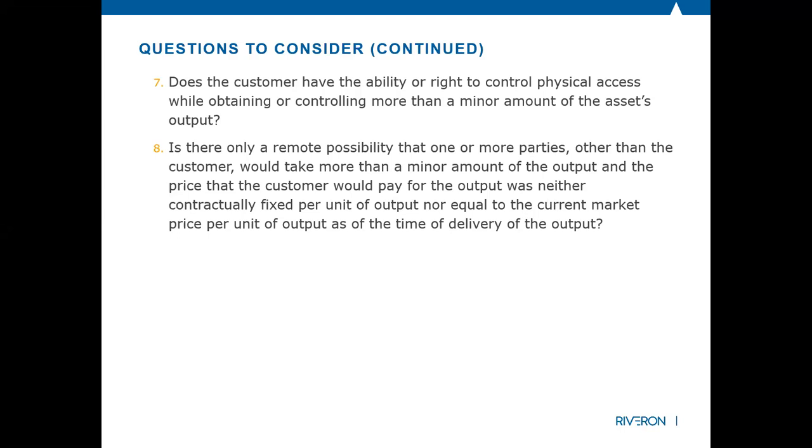However, it's not likely that the carrier will generate additional benefits by substituting the vehicle. So in this one, the assets are explicitly identified, the specific vehicles used for transportation. The asset is physically distinct. And then does the supplier have substantive substitution rights? In this circumstance, the carrier's substitution right is not substantive because the economic benefits from substituting the original vehicles for an alternate vehicle would not exceed the cost of substitution. So for this one, yes, identified asset.